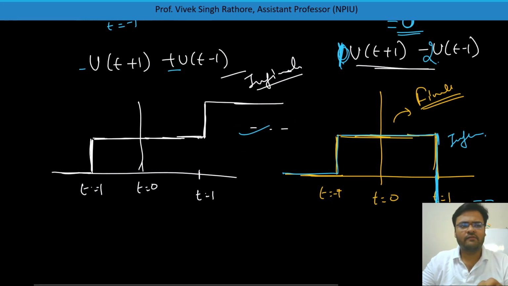So whenever you want to check whether a unit step signal is a finite duration signal, you need to see that the addition of the amplitudes becomes 0. Okay, so I think you have understood this question. Now I will tell you how to see this type of question.